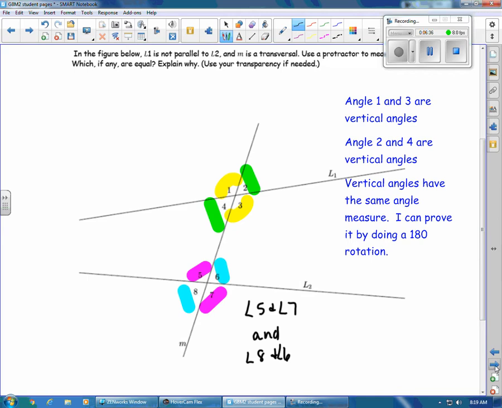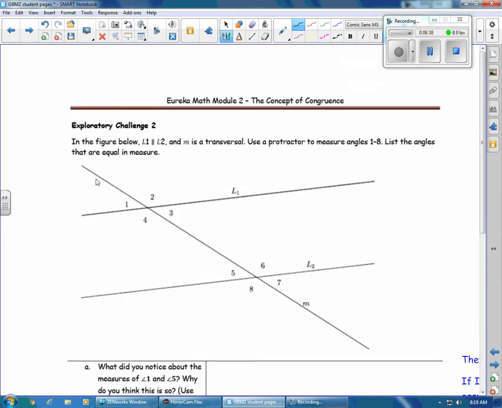Okay, on the next page, we've got parallel lines. So it's saying line 1 is parallel to line 2, and M is a transversal. So this is your transversal. Transversal, again, academic word for a line cutting two other lines. Use a protractor to measure angles 1 through 8 and list all that are equal in measure.